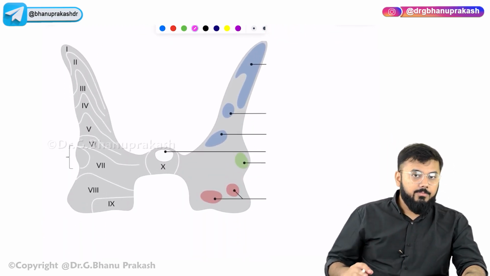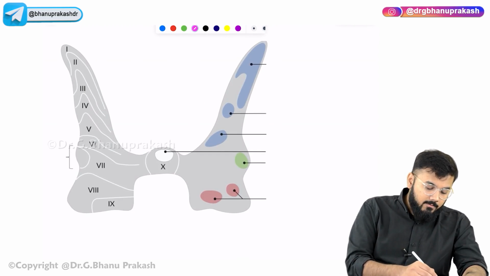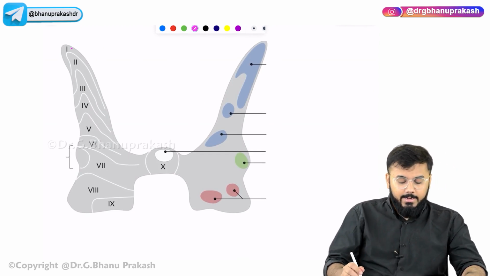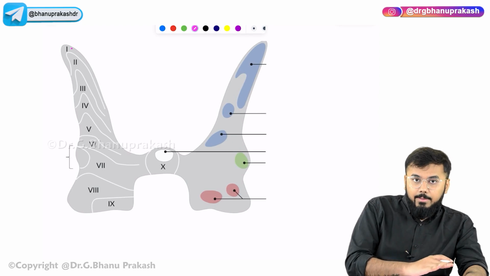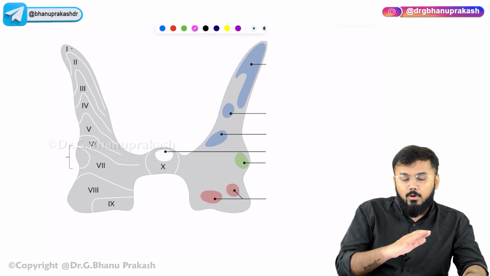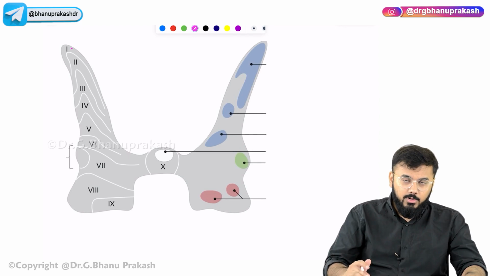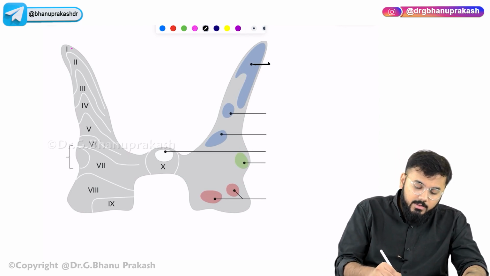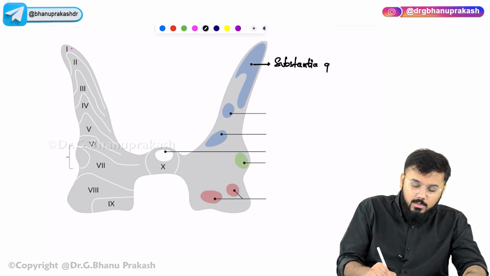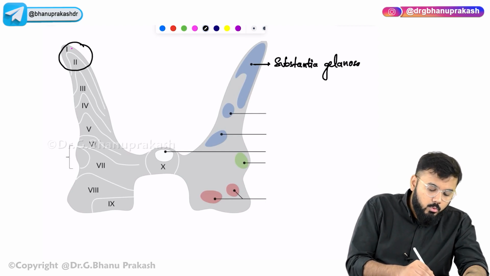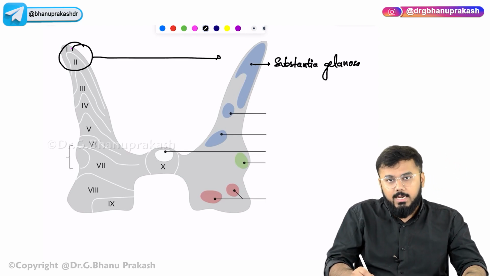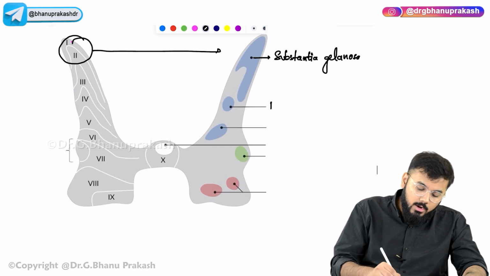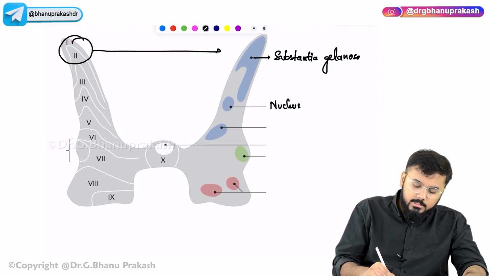Now just look at this section. See how many laminae are there? 1, 2, 3, 4, 5, 6, 7, 8, 9, 10. 10 laminae are there, corresponding to the specific nuclei. The first nucleus over here which you can see is called substantia gelatinosa. This is lamina 2. The next nucleus is called nucleus proprius.